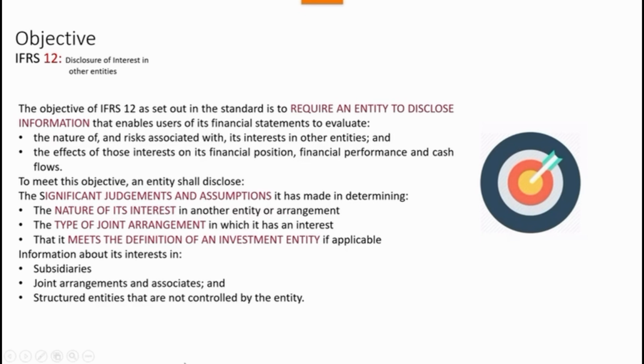To achieve this objective, IFRS 12 requires disclosure of significant judgments and assumptions made by management while determining the nature of an interest in another entity, the type of joint arrangement, whether it is a joint operation or a joint venture, and whether the entity qualifies as an investment entity, if applicable. IFRS 12 also requires detailed disclosure about the company's interests in subsidiaries, joint arrangements and associates, and lastly, structured entities that are not controlled by the entity.